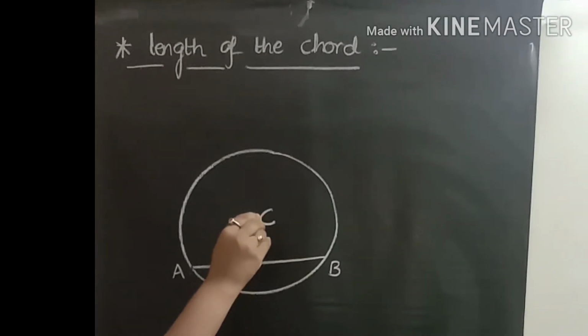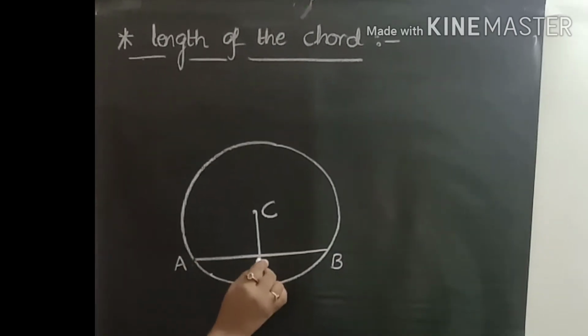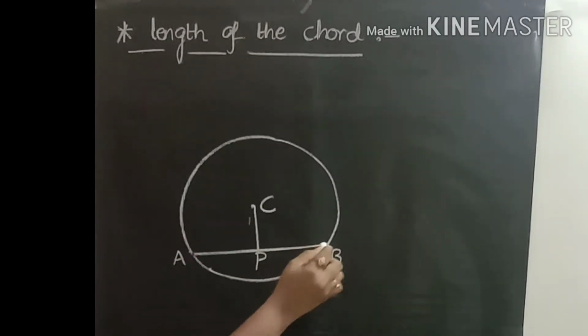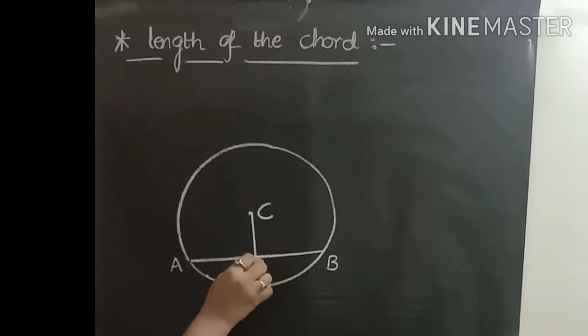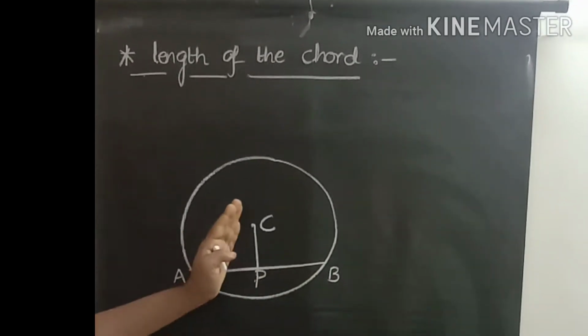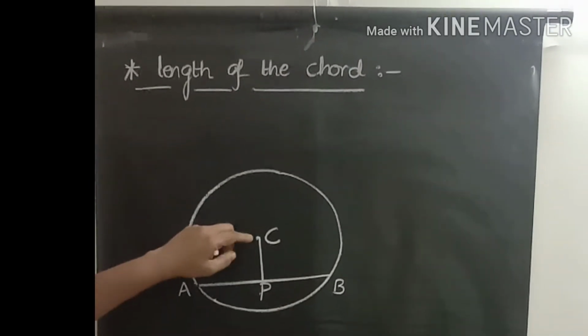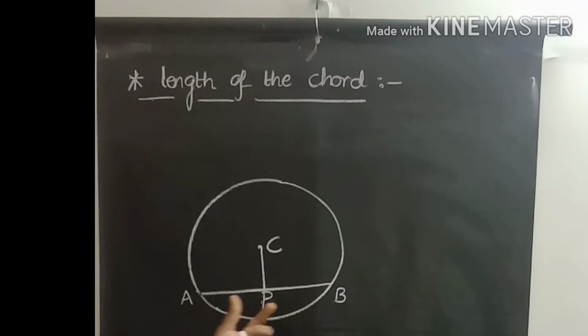From the center of the circle we draw a perpendicular to the chord of the circle, and the perpendicular cuts the chord at the point P. Now this point P divides the line AB into two equal parts, since the perpendicular from the center bisects the chord, that is, it divides the chord into two equal parts.